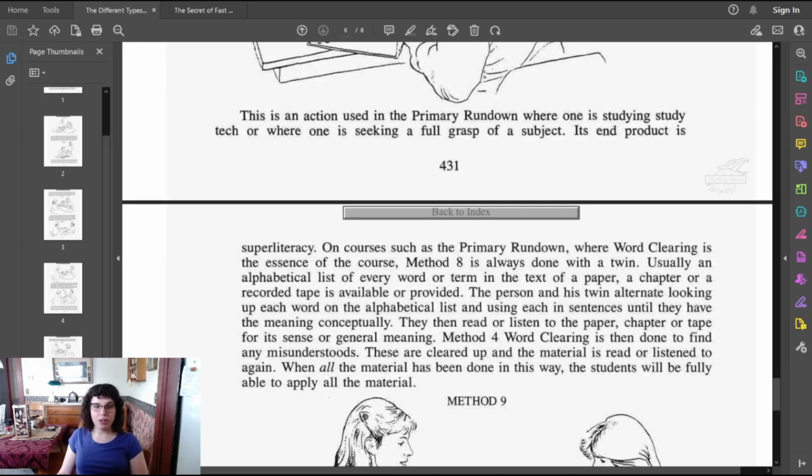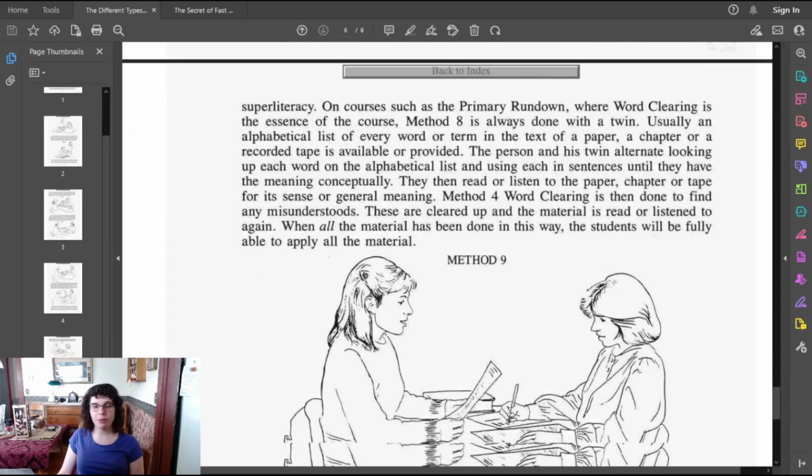The person and his twin alternate looking up each word on the alphabetical list and using each in sentences until they have the meaning conceptually. They then read or listen to the paper, chapter, or tape for its sense or general meaning. Method 4 word clearing is then done to find any misunderstoods. These are cleared up and the material is read or listened to again. When all the material has been done in this way, the students will be fully able to apply all the material.